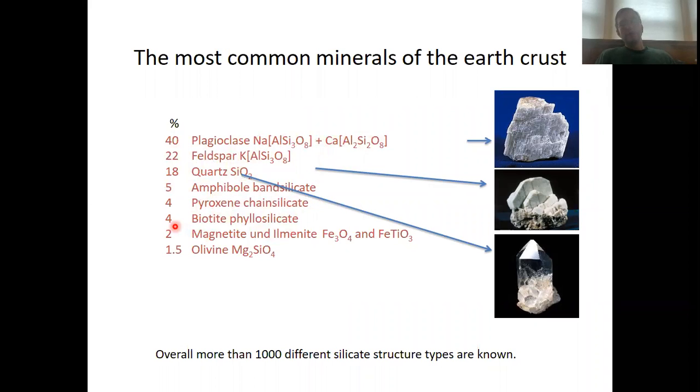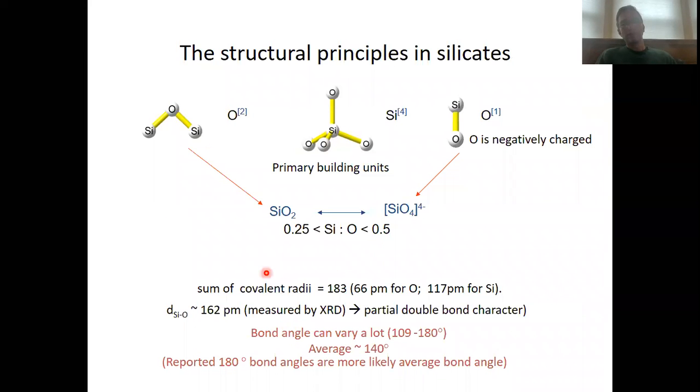The most abundant minerals which are not silicates are magnetite and ilmenite. Magnetite is Fe3O4 and ilmenite is an iron titanate, FeTiO3. So the abundance of silicates is one important reason to study them. Another one is their structural diversity. Overall, more than 1,000 different silicate structure types are known. In order to understand that structural diversity, it's worthy to look at the structural principles in silicates.